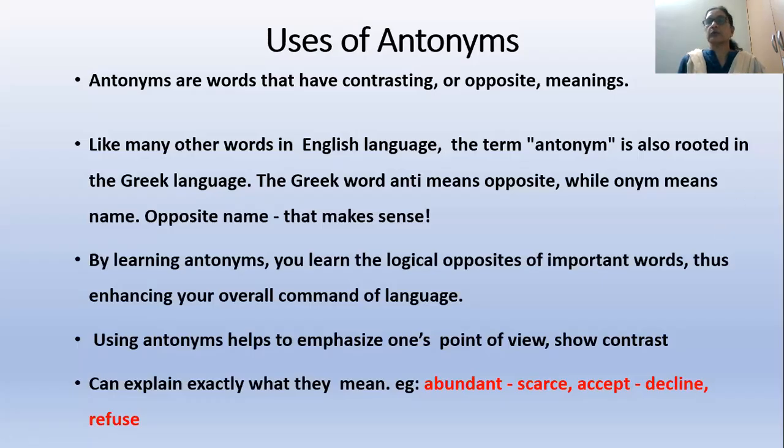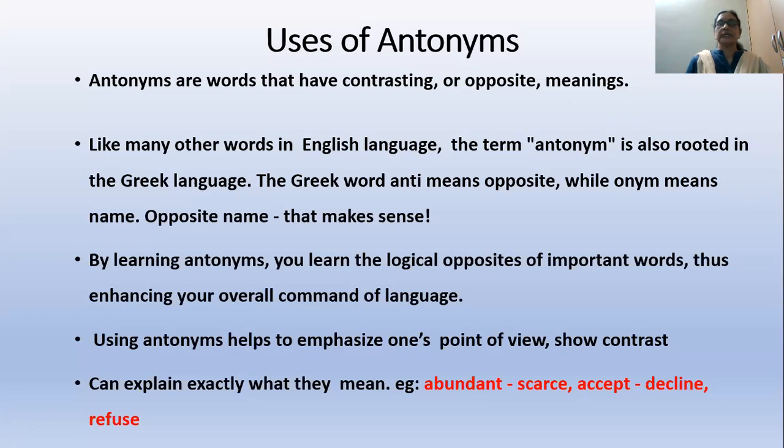Now we are going to know more about antonyms. Antonyms are part of the vocabulary, which is very important. These are words that have contrasting or opposite meanings. So, antonym is an opposite. So, that's a Greek word.